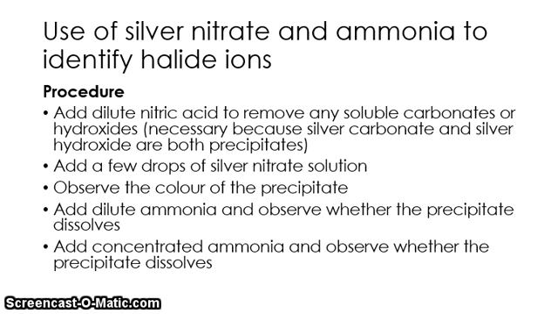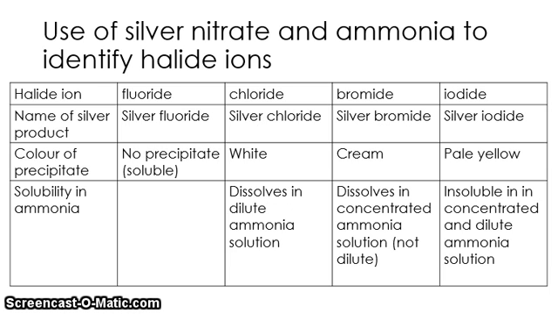So once you've added the dilute nitric acid, you add a few drops of silver nitrate solution. You then observe the colour of the precipitate, and then you add dilute ammonia and observe whether the precipitate dissolves. You then add concentrated ammonia and observe whether the precipitate dissolves. And on this slide, it tells you the observations that you would make for each halide.